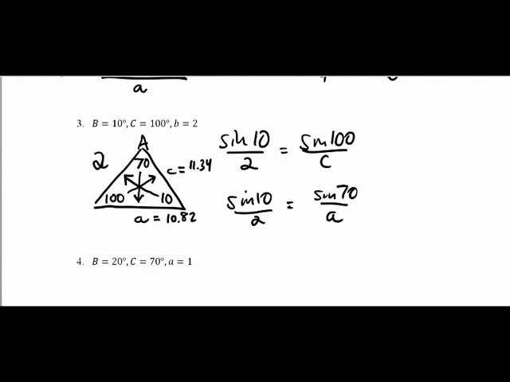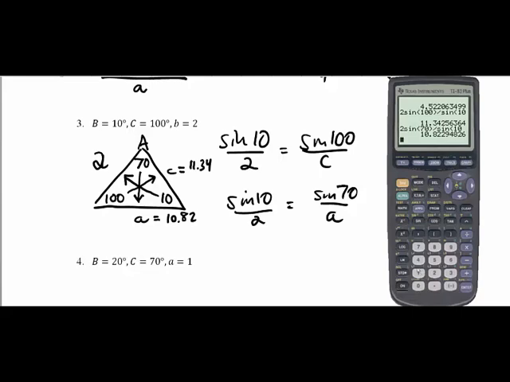And again, another way to check your answer is to just go sine of 10 divided by 2 gives you this decimal, which is equal to the sine of 70 divided by 10.82. Now again, we've rounded 10.82, so this isn't the exact answer, but it is close to it. So you can see that the 0.868 is matching there, and the rest didn't because we used an approximation of our side length.